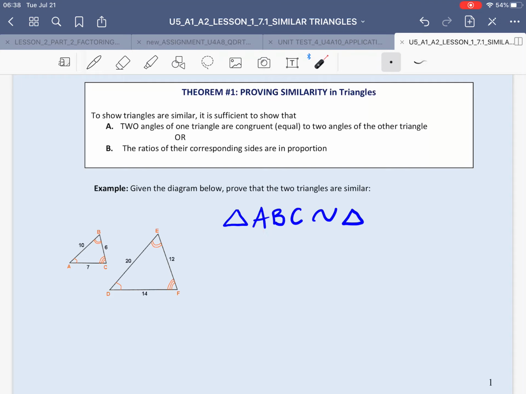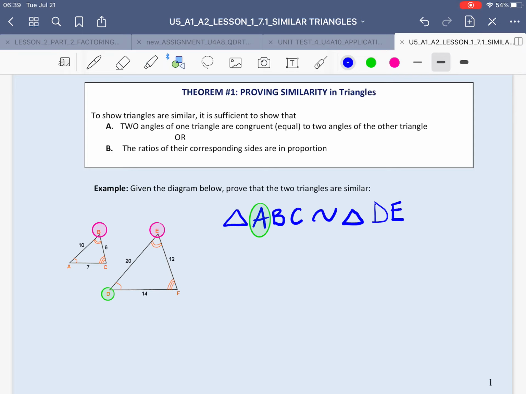I'm going to start with the angle that is equal to angle A. So angle A is equal to angle D. What that means is that I'm going to start here with D. The next angle is angle B. So angle B is equal to angle E. Therefore, my next angle in the triangle DEF must be angle E.